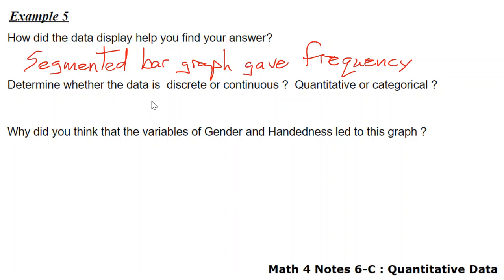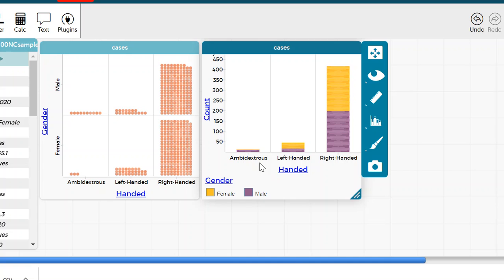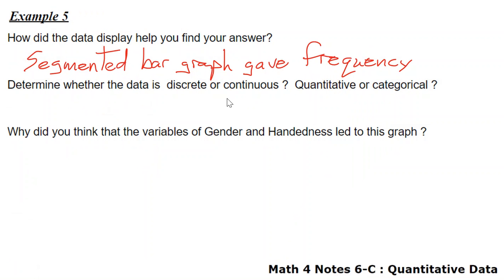Now, determine whether the data is discrete or continuous. Well, we're still talking about ambidextrous or left-handed or right-handed. Those are definitely categories. So I would say that this is more discrete than it is continuous. Discrete is something that lumps into groups rather than being one continuous number line. Now, does that make it quantitative or categorical? I think we've discussed this before, that this is definitely categorical.